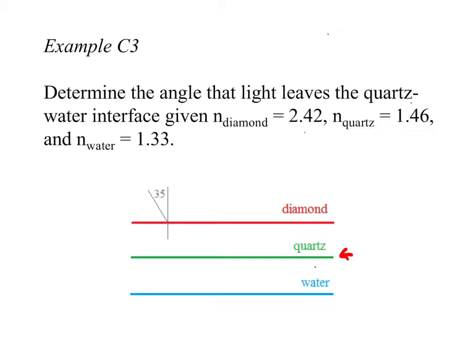So let's start finding angles of refraction. So we know since quartz is faster than diamond, it's going slow to fast, it's going to bend away from the normal. So it's going to look something like that. So first I'm going to try and look for that angle.